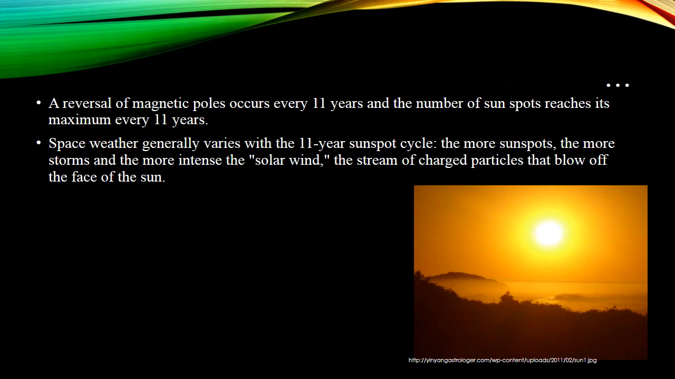A reversal of magnetic poles occurs every 11 years, and the number of sunspots reaches its maximum every 11 years, and then starts over. Space weather generally varies within the 11-year sunspot cycle. The more sunspots, the more storms, and the more intense solar wind. The stream of charged particles that blow off the face of the sun are what we can see in the aurora borealis, or the northern lights.